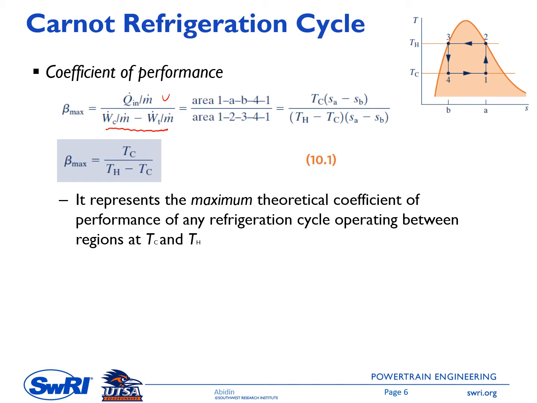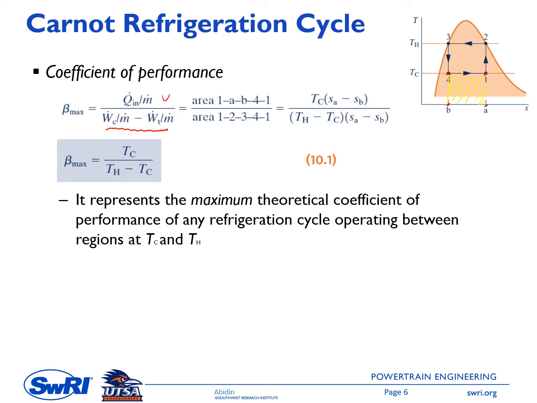By looking at the TS diagram, Q dot in over M dot is the area surrounded by point 1, then A, then B, then 4, and back to 1 again. If we put a color or a pattern here, this is the Q in, and the net work here is actually the net Q as well.